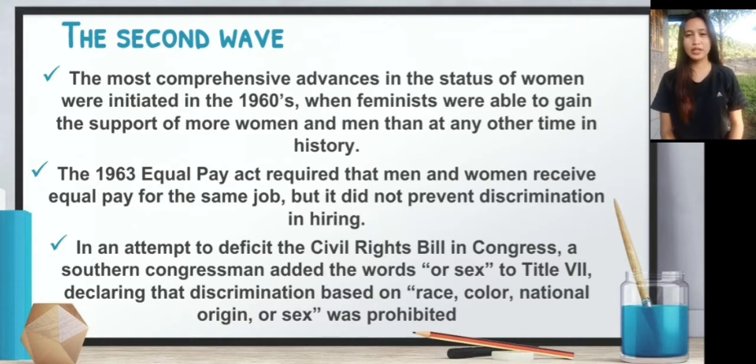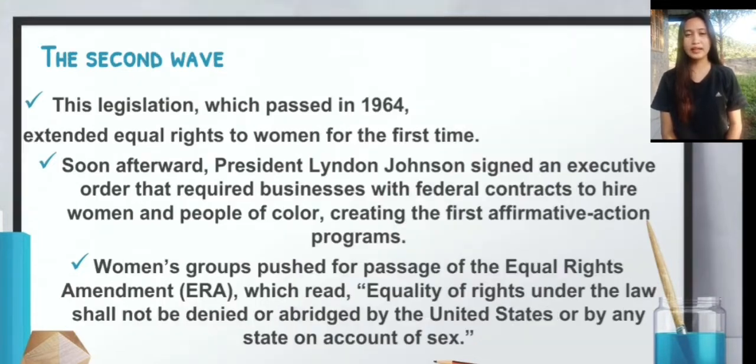In an attempt to defeat the Civil Rights Bill in Congress, a Southern congressman added the words "or sex" to Title VII, declaring that discrimination based on race, color, national origin, or sex was prohibited. This legislation, which passed in 1964, extended equal rights to women for the first time. Soon afterward, President Lyndon Johnson signed an executive order that required businesses with federal contracts to hire women and people of color, creating the first affirmative action programs.